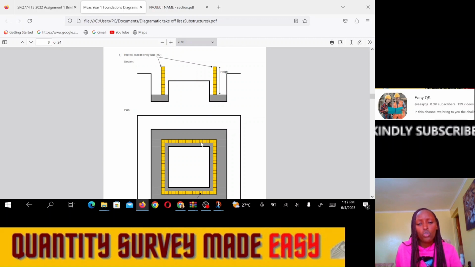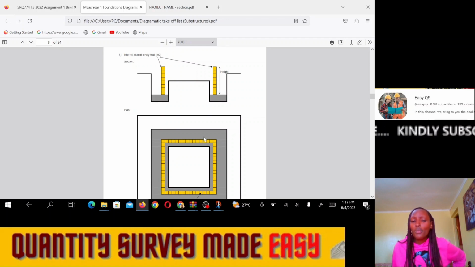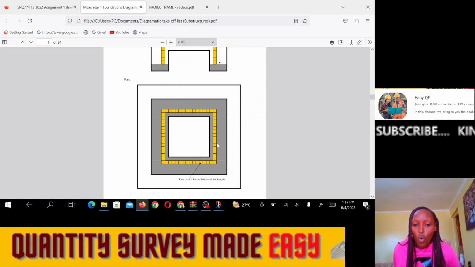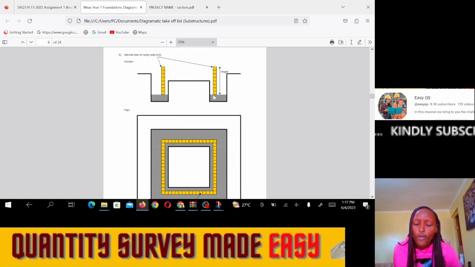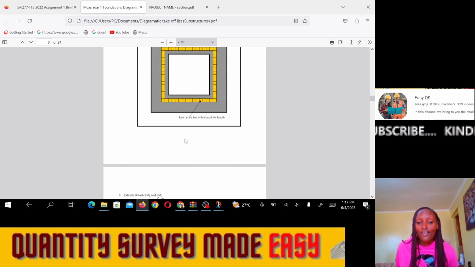The internal skin is usually made of blockwork. Blockwork is always on the inside. So how do we measure the area of the blockwork? We shall take the center line of the blockwork, then multiply by the height of the blockwork from the top of the concrete up to where we have the DPC. That height multiplied by the center line shall give us the area of the internal skin of the cavity wall.